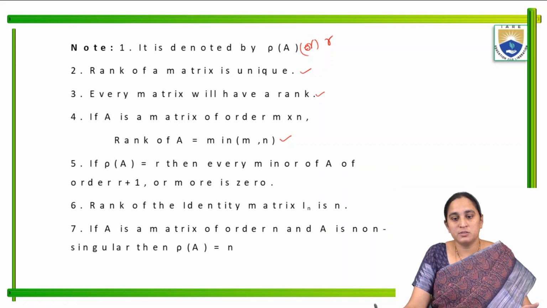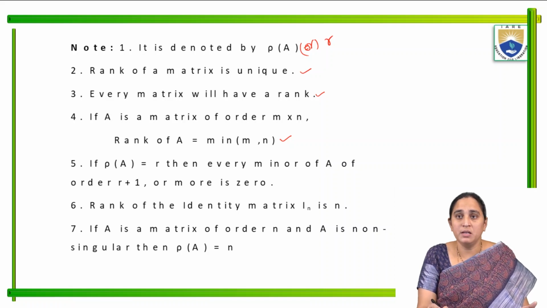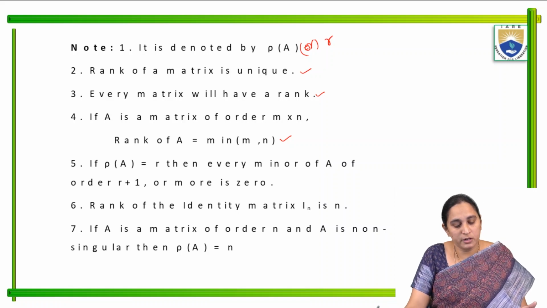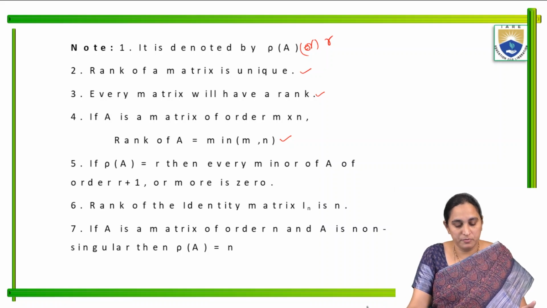For that case, first we have to take the formula for finding the rank of A as minimum of m comma n. And the next point, the fifth one: if rank of A is equal to r, then every minor of A of order r plus 1 or more is 0. That is the fifth point.